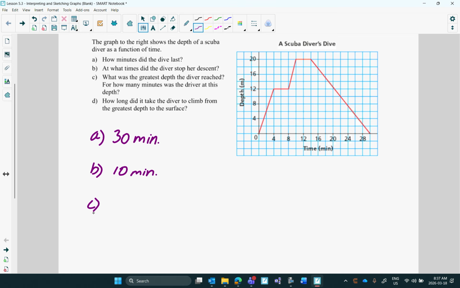What was the greatest depth the diver reached? 20 meters. Because you read the vertical. So it's 20 meters.